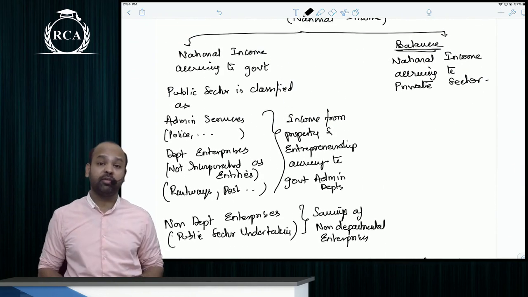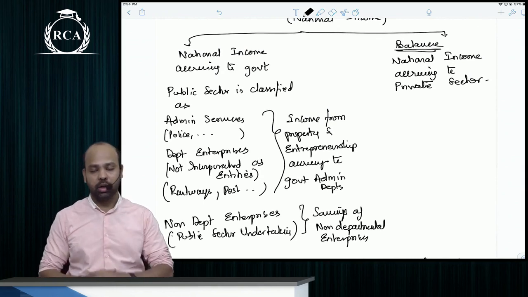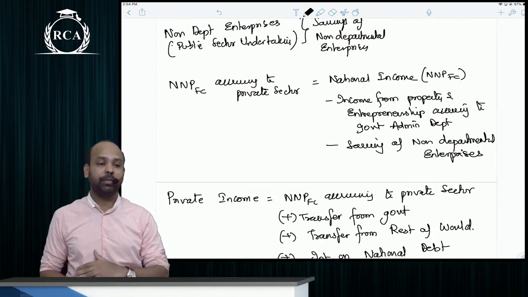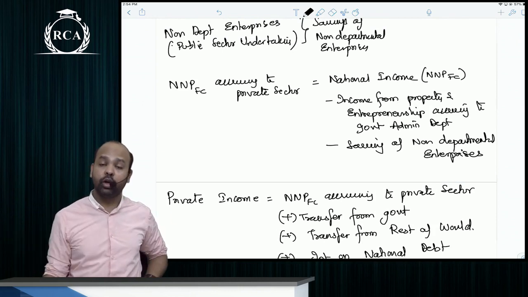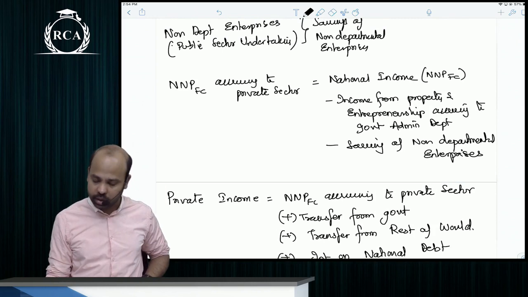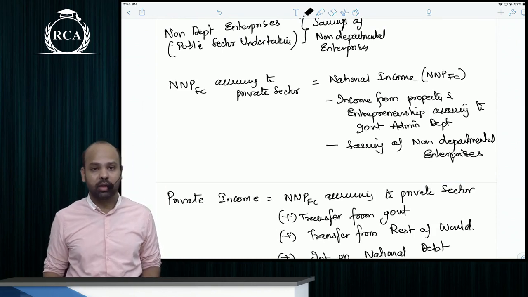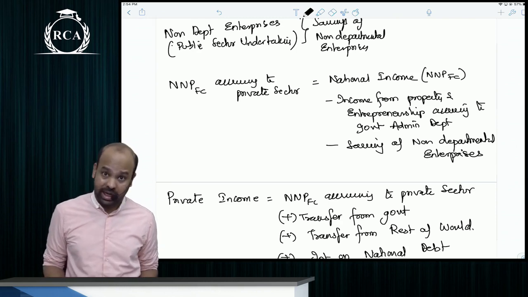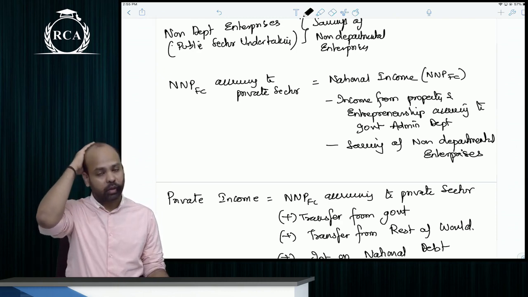So if you remove this part from total national income, what you get is national income that is accruing to the private sector. I repeat, what you get is national income that accrues to the private sector. So hence NNP at factor cost accruing to the private sector is total national income minus whatever is accruing to public enterprises. Okay, okay sir. Once you arrive at national product income accruing to the private sector, to that, if you add certain incomes, certain receipts that may not be from productive sources, or it may not be an income.